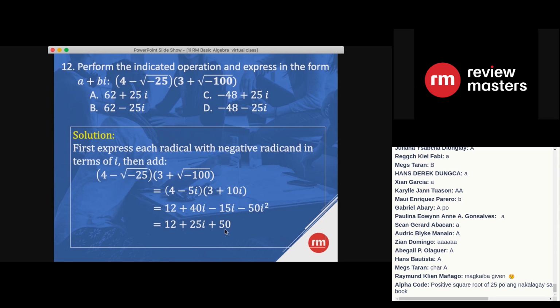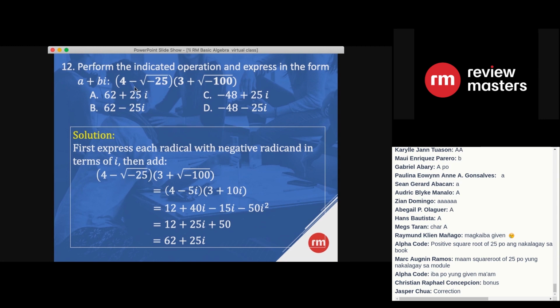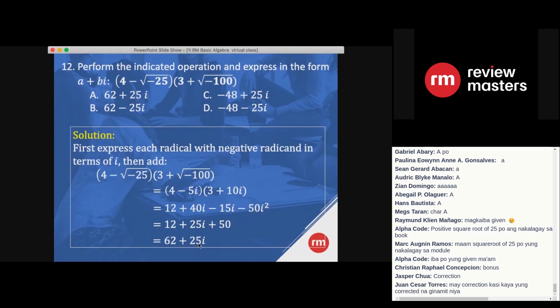Okay? And simplifying some more, the one in your book is wrong. A positive square root is written in the book. So here, this is the correct one. Now, simplifying terms, 12 plus 50 is 62 plus 25i. So that is choice letter A.